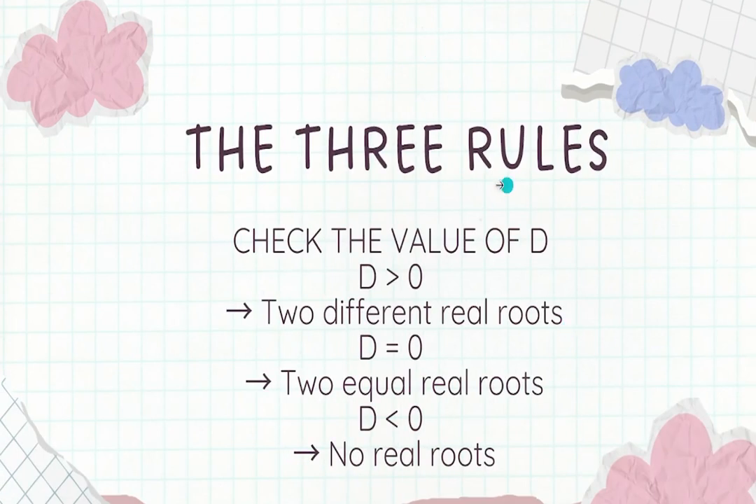Okay, so these are the three rules. We have to check the value of d, and after checking the value of d, if d is greater than 0, then there are two different real roots. If d is equal to 0, there are two equal real roots. And if d is less than 0, there are no real roots. Okay.